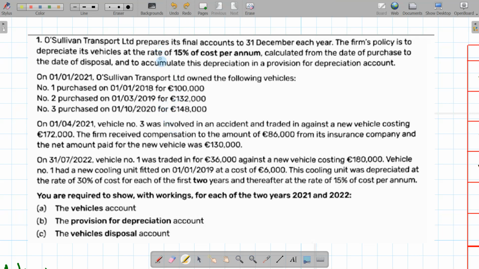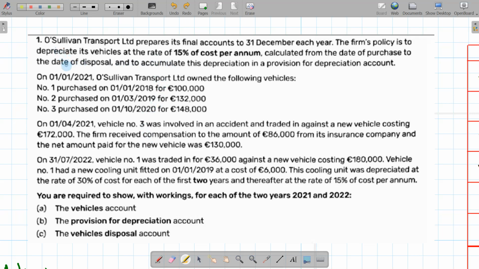Hello everyone. This question is based on depreciation, and we're going to look at question 1 of depreciation in Accounting for Senior Cycle, the 4th edition, and this is just the first higher level question that there is. So we'll just work our way through.